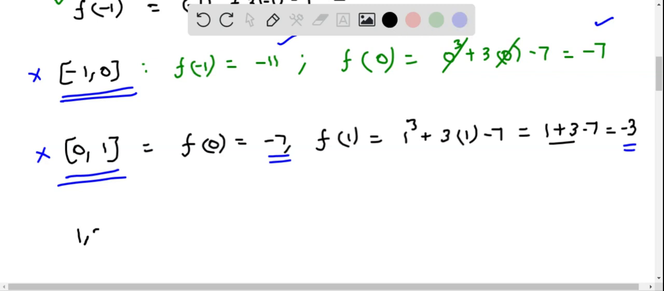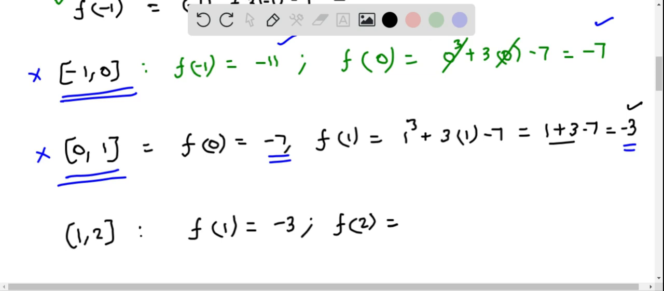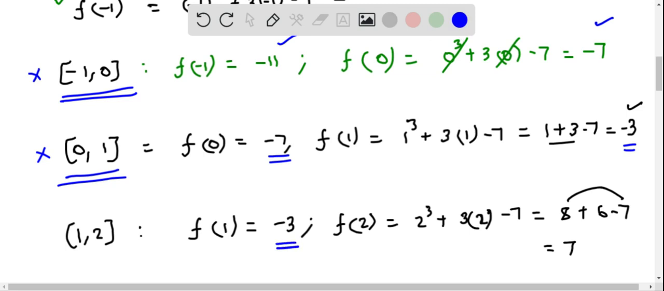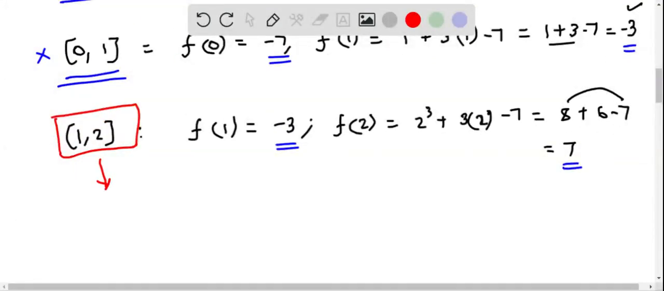The last interval is 1 comma 2. We already found f of 1, which is negative 3, so let me use that same value. For f of 2, we replace x by 2 in the function, so it becomes 2 cube plus 3 times 2 minus 7. 2 cube is 8, plus 3 times 2 is 6, minus 7. 8 minus 7 is 1, and 1 plus 6 is 7. So now we have negative 3 here and positive 7. Definitely 0 lies between negative 3 and 7. So in this interval there is a 0 for the function. Clearly this is the interval where the function attains 0.